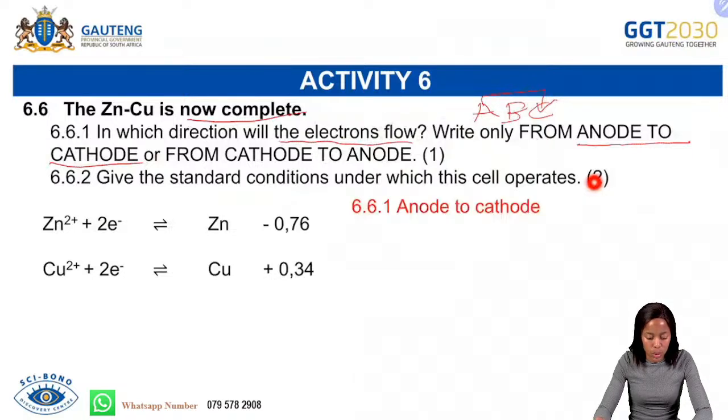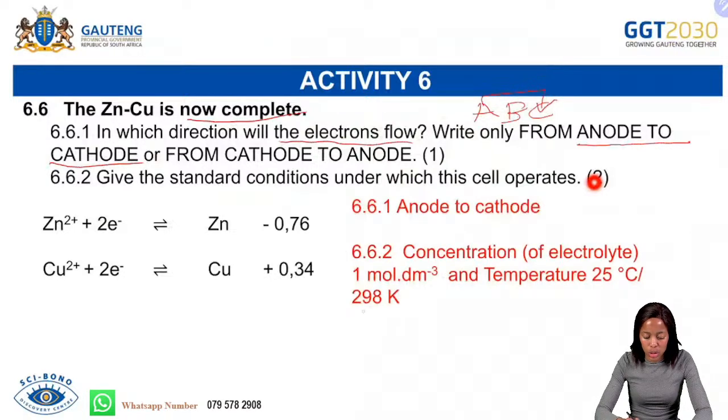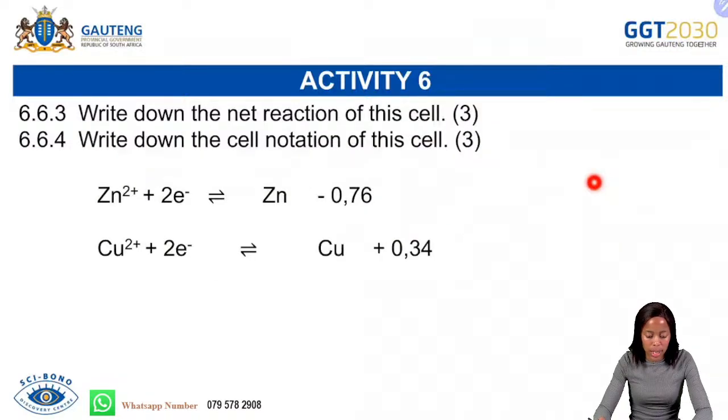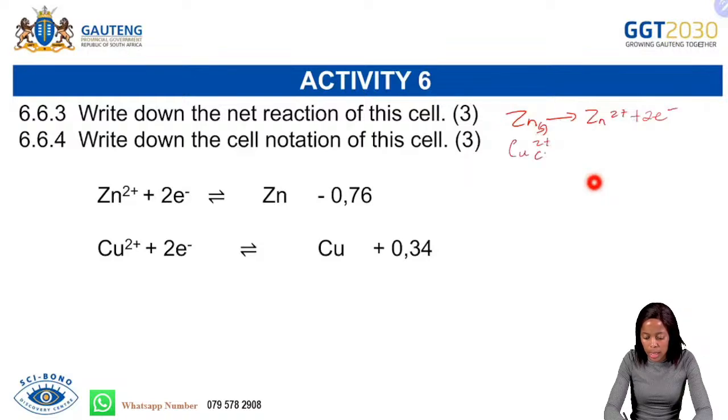Then 6.2 give the standard conditions under which the cell operates. Remember, standard conditions, where we said that is going to be your temperature, and then you mention your temperature there, and it's also going to be your concentration there. Okay. Then write down the net reaction of the cell. So how are you going to write the net reaction? You firstly need to identify your half reaction in terms of oxidation, and then your half reaction in terms of reduction.